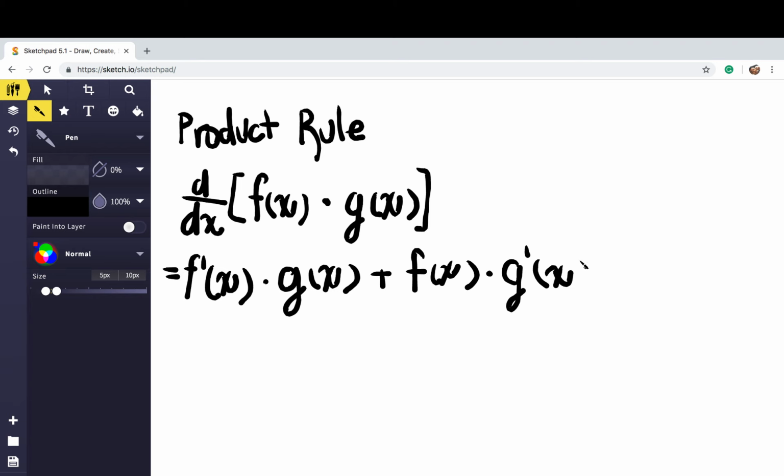Okay, so that's basically the product rule, right? So we know that the derivative of y with respect to x of f of x times g of x equals f prime of x times g of x plus f of x times g prime of x.